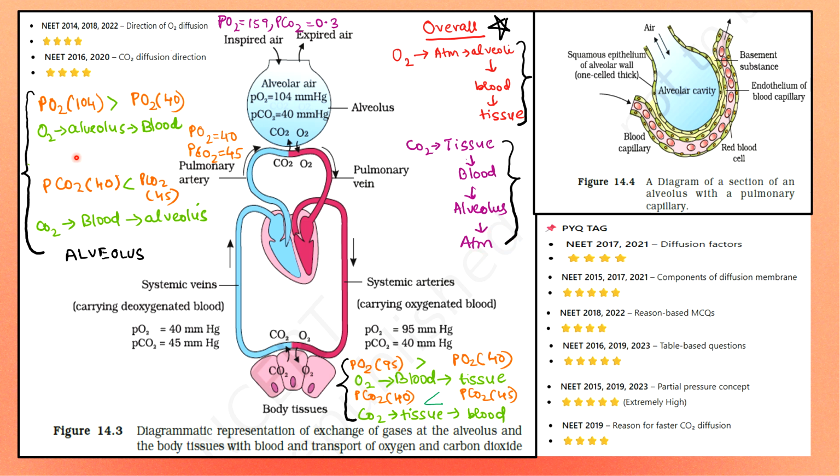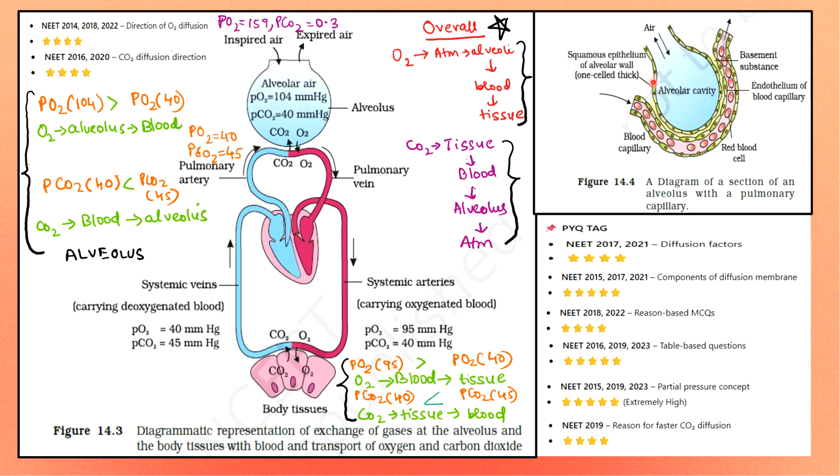This is a very, very important concept and you should be clear with this now. Okay, another important thing is the diagram of a section of an alveolus, what comprises the diffusion membrane. So I told you the diffusion membrane is very thin, less than 1 millimeter, and it comprises 3 parts. So what are the 3 parts?